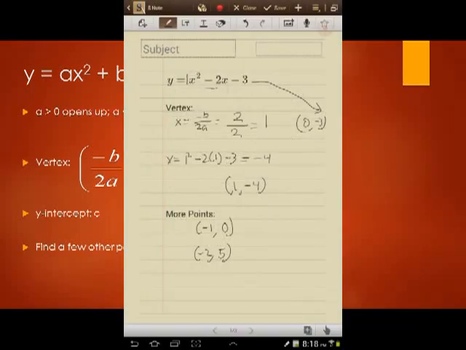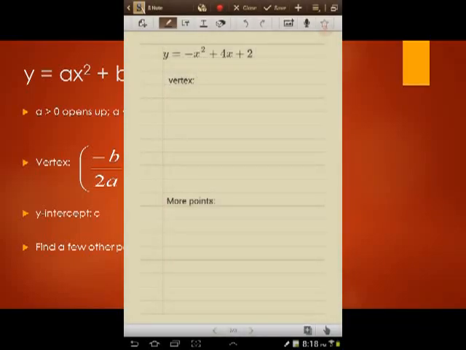Switch back, walk through another one of those. This time, y equals the opposite of x squared plus 4x plus 2. So, first thing to find is the vertex, the coordinate of the vertex specifically. Remember that formula, the opposite of b over 2a.